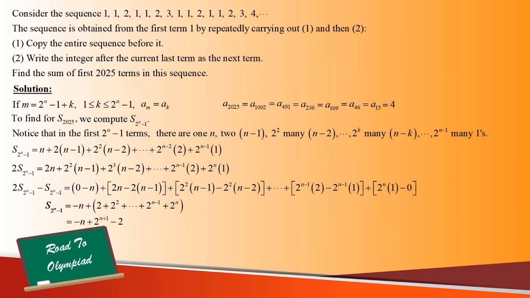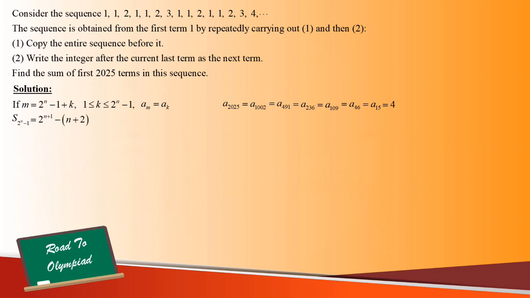Rearranging the result, we have S_(2^n − 1) equal to 2^(n+1) − n − 2.